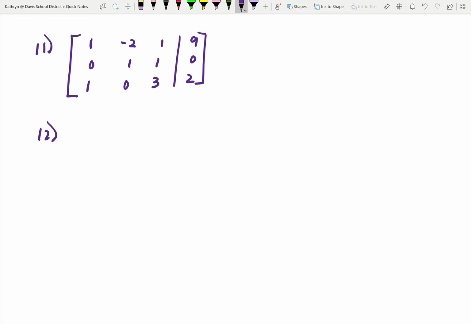This is easy. It's just setting this up. So they just want the augmented matrix. So x, y, z coefficients, and then a 9. There is no x. Y is 1. Z is 1. That's a 0. X is 1. There is no y. Z is 3. And the constant's a 2. That's your answer. Okay. Number 12.